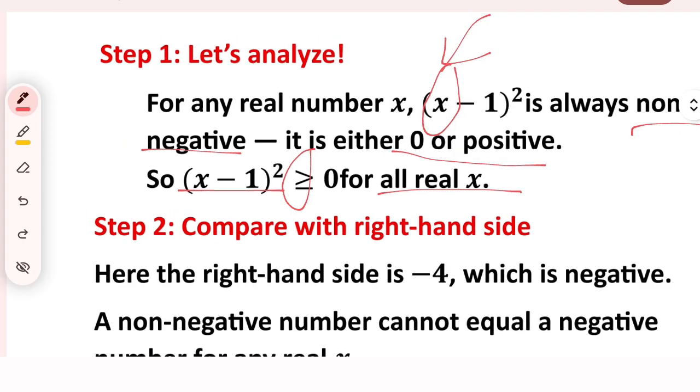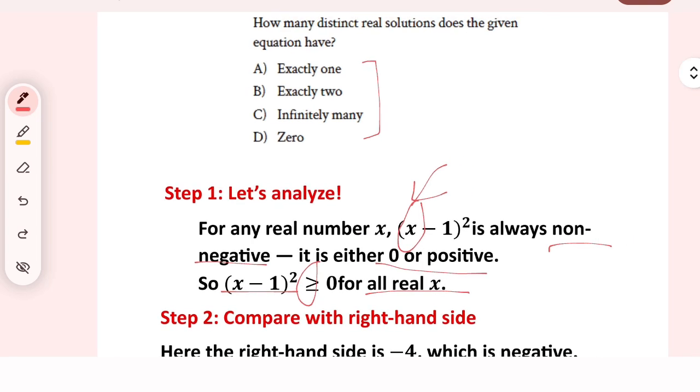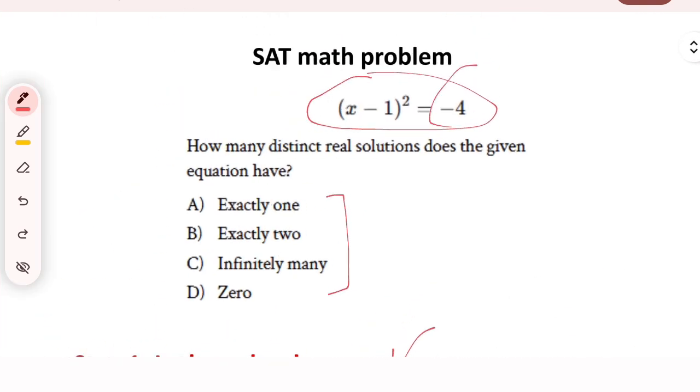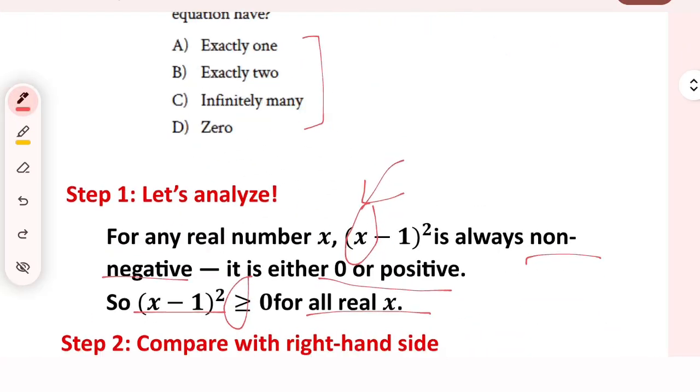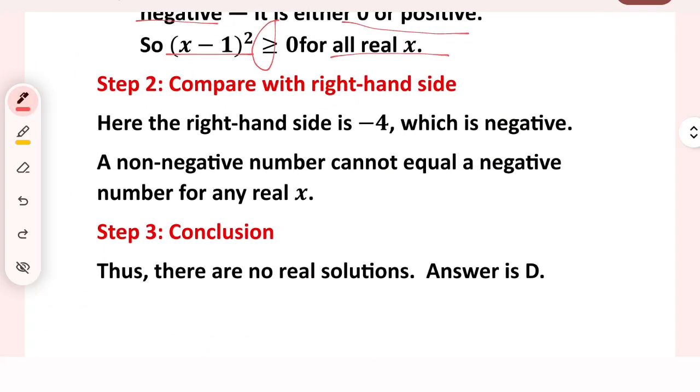Now, I want you to compare that with the one on the right side. What is the one on the right side? Let's go back. The right side is negative 4. It says (x minus 1) squared equal to negative 4. So the right side is equal to negative 4, which is actually negative.